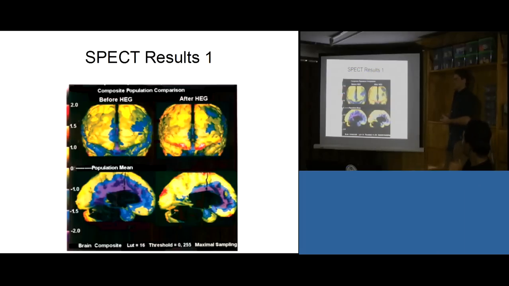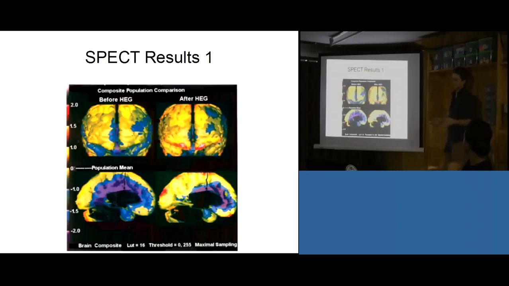These are SPECT images, or single photon emission computed tomography images. It's kind of like PET. It's an imaging method that uses a radioactive tracer. But instead of, well, PET's complicated. What this does is it just measures where blood is flowing and how much blood is flowing to each area.